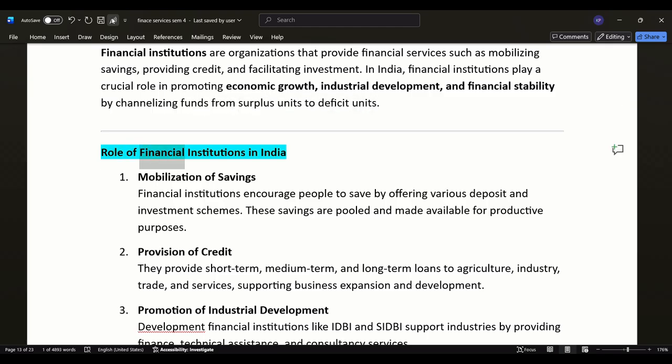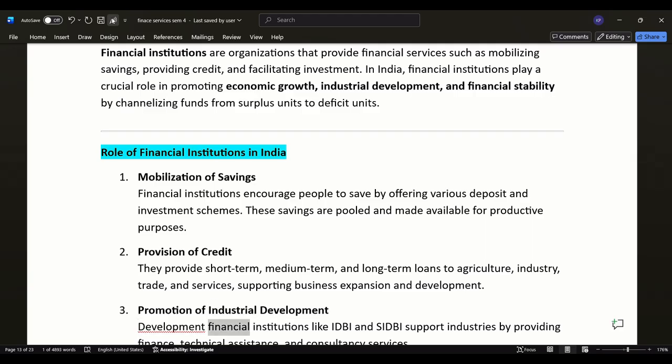Role of financial institutions in India. Mobilization of savings. Financial institutions encourage people to save by offering various deposit and investment schemes. These savings are pooled and made available for productive purposes. Provision of credit. They provide short-term, medium-term, and long-term loans to agriculture, industry, trade, and services, supporting business expansion and development.